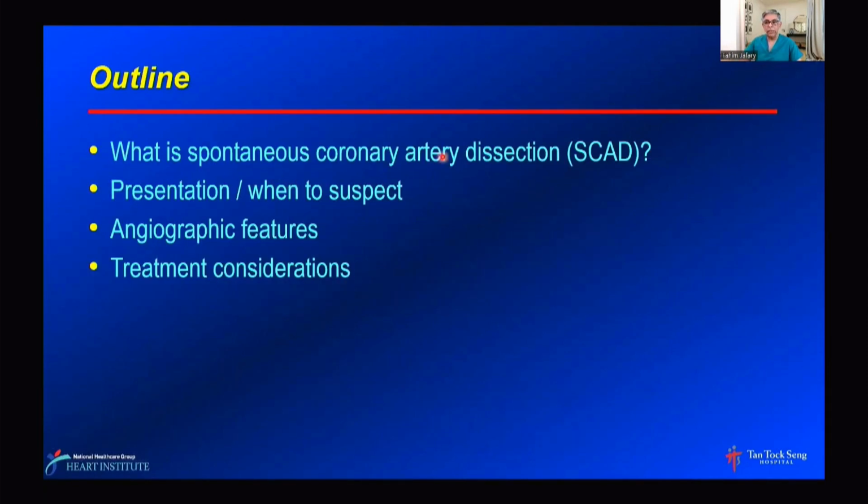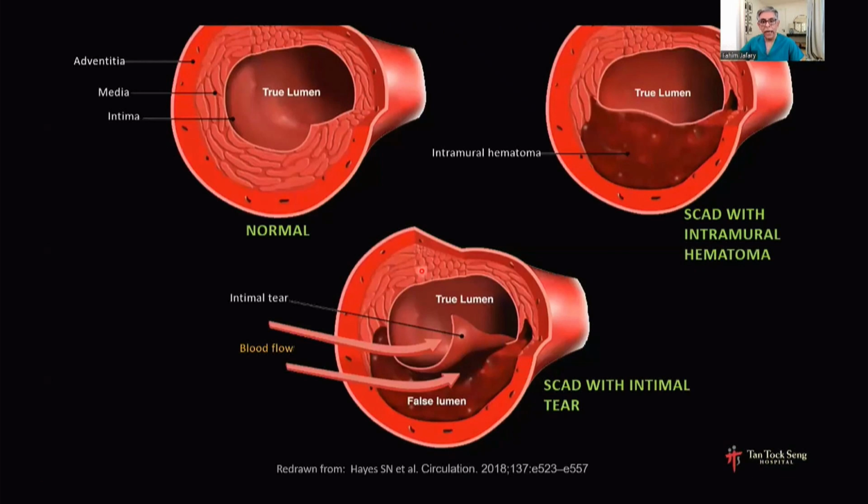We're going to talk about what SCAD is, what the presentation is, when to suspect it, what the angiographic features are, and what the treatment considerations are. So SCAD is basically blood in the vessel wall, or in the media. So that's normal. This is blood or a hematoma in the media. And what this does is it sort of obstructs the true lumen, and as it does so, eventually tears through the intima and results in an intimal tear.